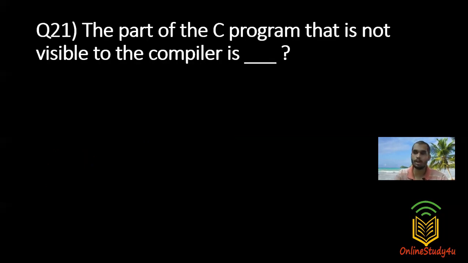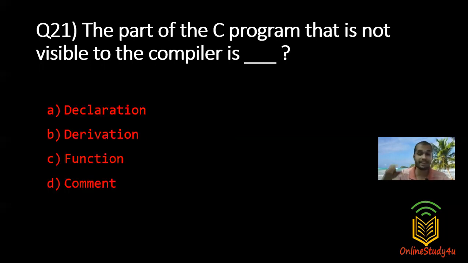The next question is the 21st question. The part of a C program that is not visible to the compiler is dash. Anyone can tell this in their sleep. The answer would be comment, right?